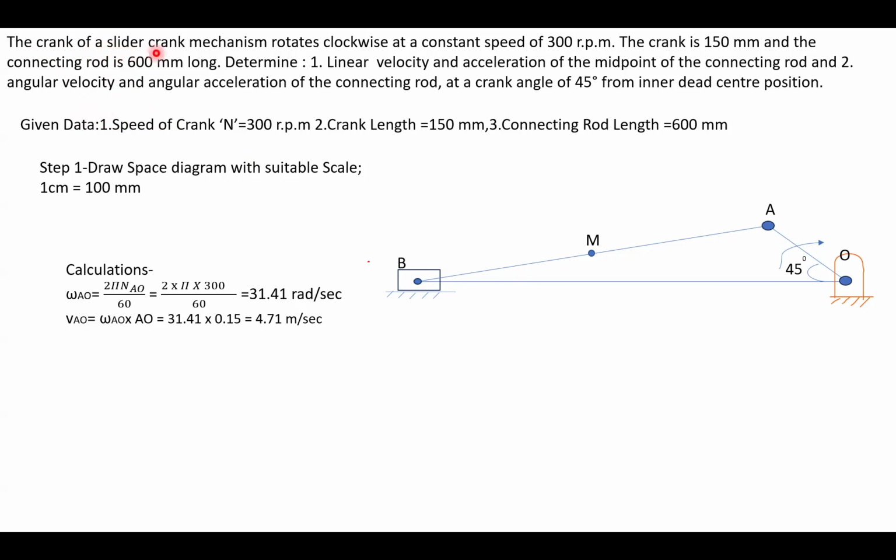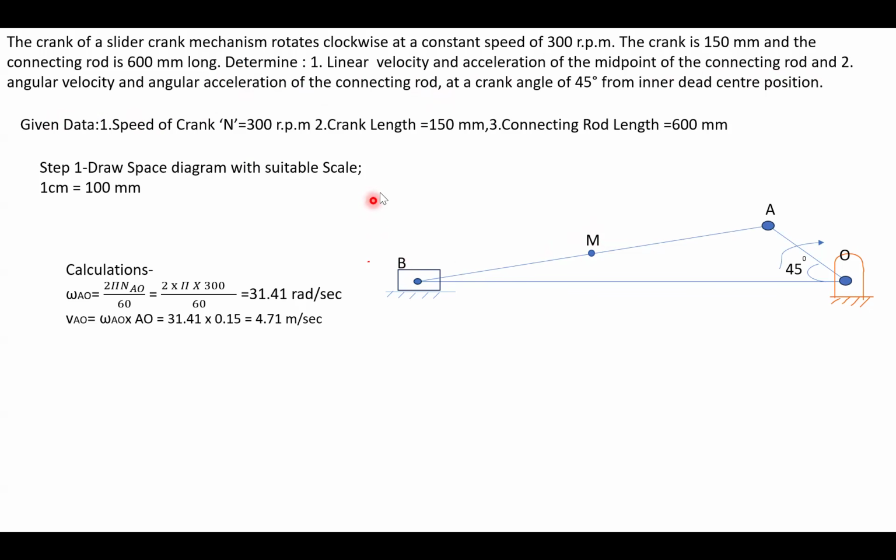The crank of slider crank mechanism rotates clockwise at a constant speed 300 rpm. The crank is 150 mm and the connecting rod is 600 mm long. You have to determine the linear velocity and acceleration of midpoint of the connecting rod. This is the midpoint on the connecting rod AB. Also, you have to find out the angular velocity and angular acceleration of connecting rod.